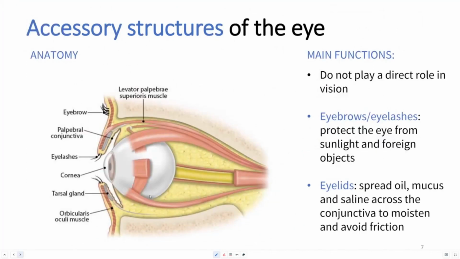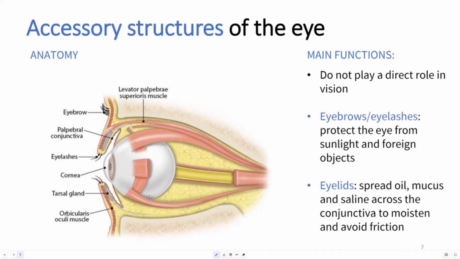Accessory structures of the eye. We have eyebrows and eyelids, and the eyebrows prevent sweat from dripping into the eye. Eyelashes prevent foreign debris from contacting the eye surface. And we also have sensory receptors associated with the base of the eyelashes that cause the blink reflex. The eyelids are called the palpebrae. These are coverings to protect the eyes.